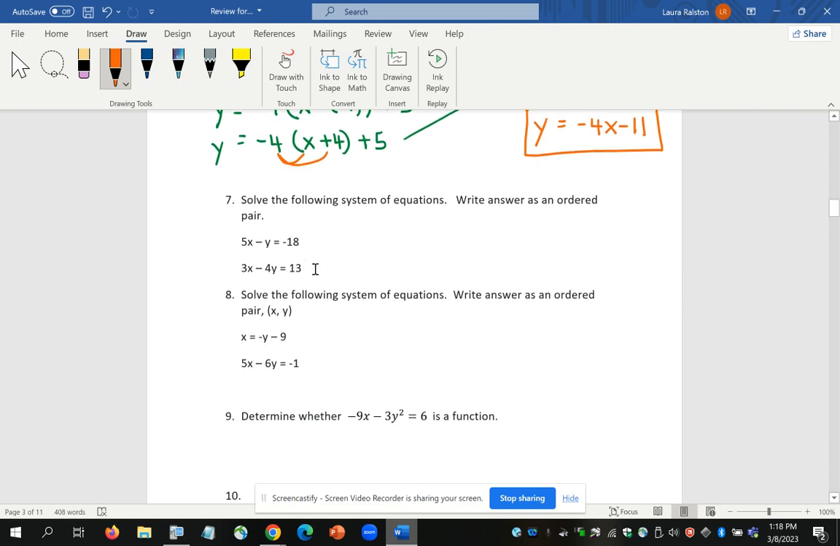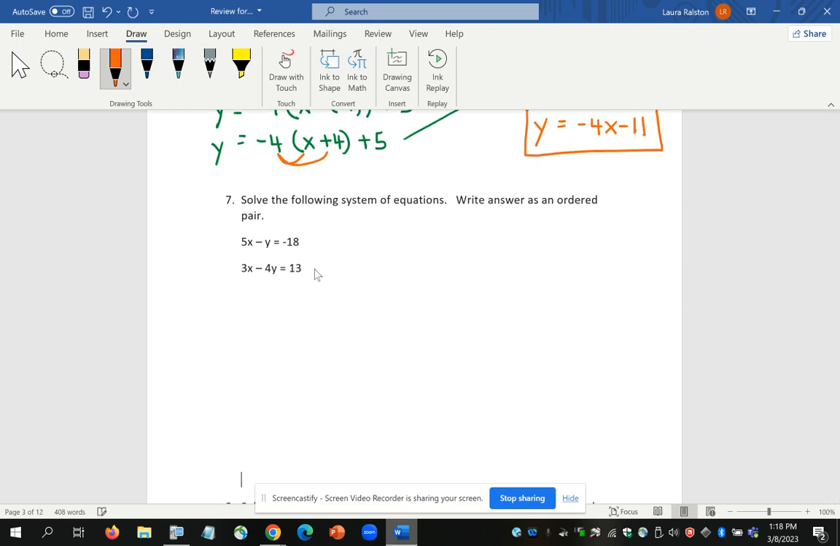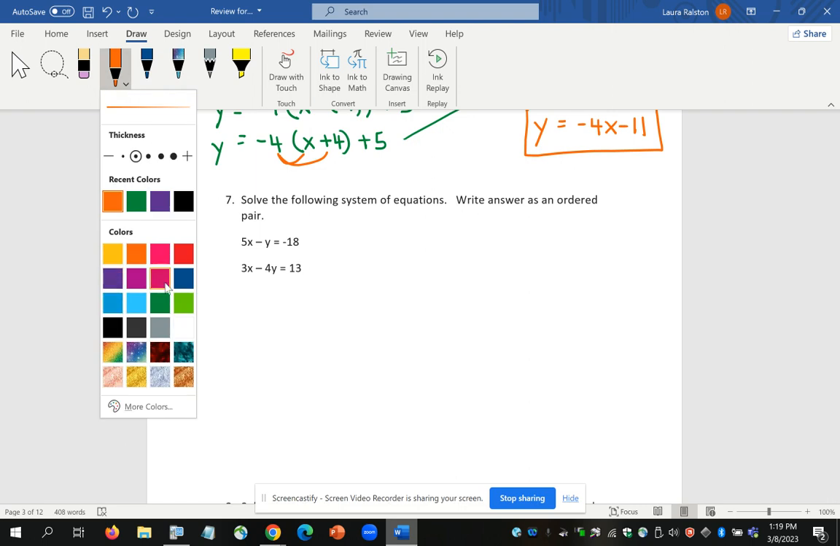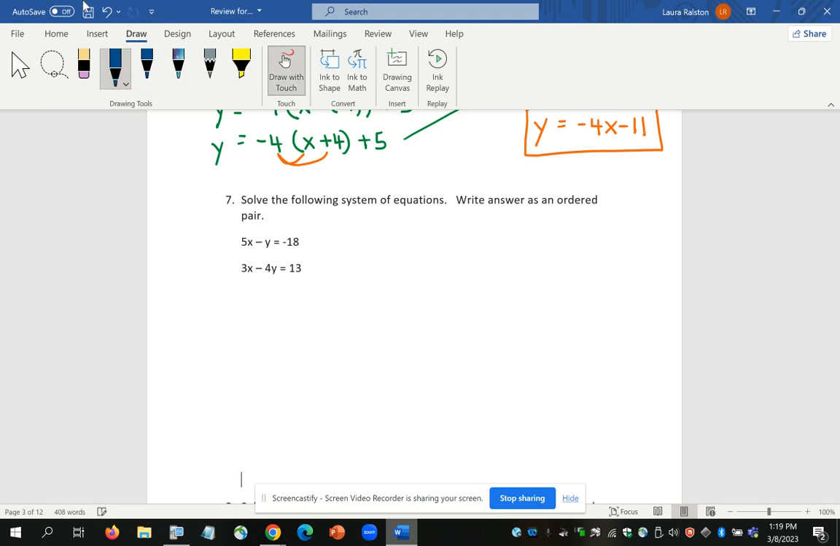All right, moving on to question 7. Question 7 asks you to solve the system of equations. It's a system because I have two variables and two equations. And I ultimately want to know what is the value for x and what is the value for y that makes both of those equations true.